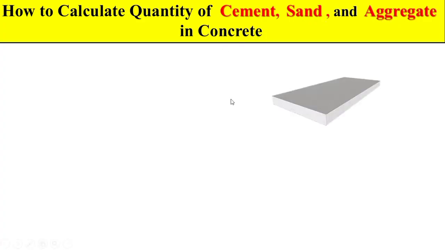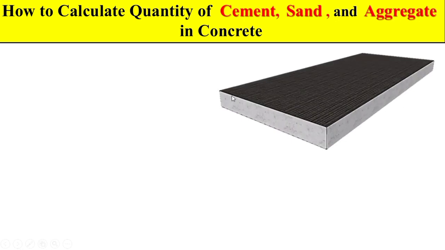Okay, so dear students, let's suppose we have a PCC slab. The length of the slab is 30 feet and the width of the slab is 20 feet. Okay, and dear students, the thickness of the slab is 8 inches.